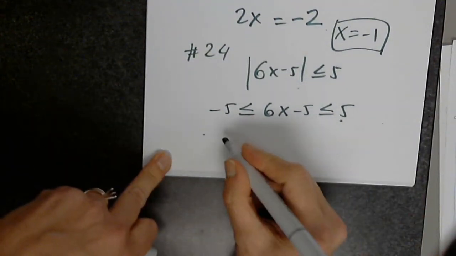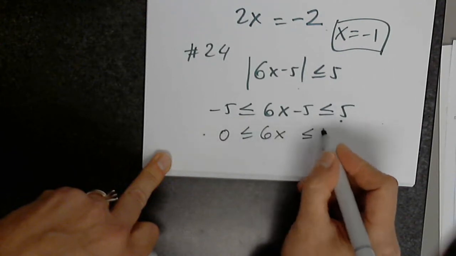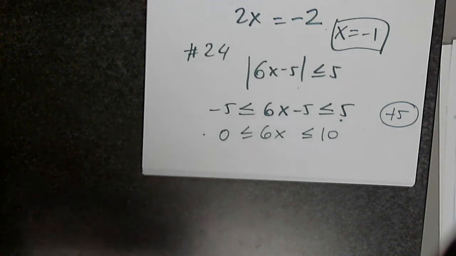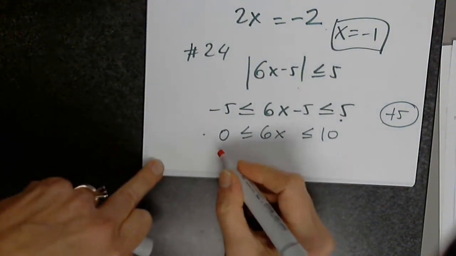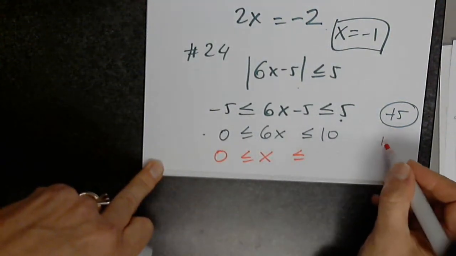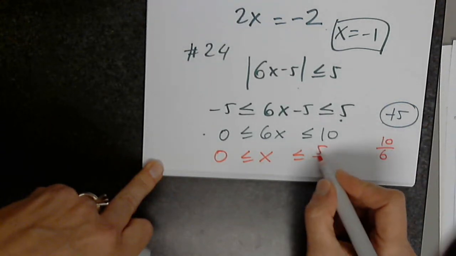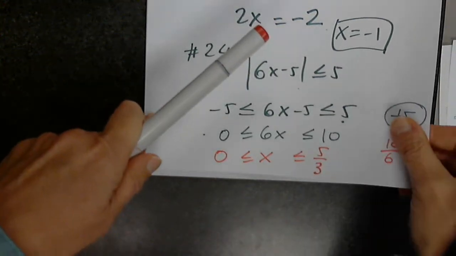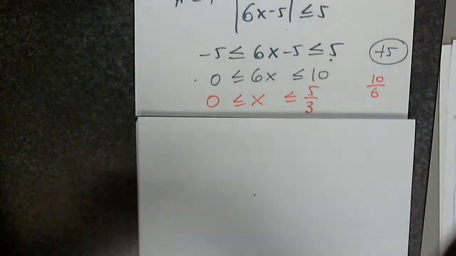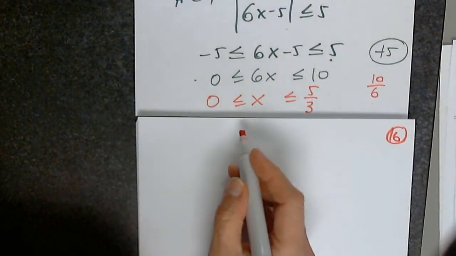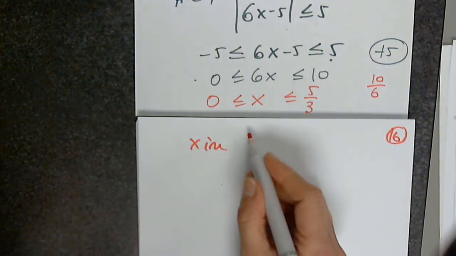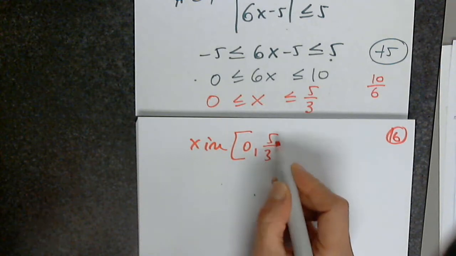All 3 sides, indeed. So I have 0 here, I have 6x here, and I have 10 here. I'm adding 5 to all 3 sides. Then, final step, divide all 3 sides by 6. I get 0 here, I get x here, and 10 divided by 6 simplified by 2 is 5/3. And that would be the final answer. I don't have to intersect. Since I solve them together, the intersection is right in front of me. X in which interval? I'm just looking at it. 0, 5/3.